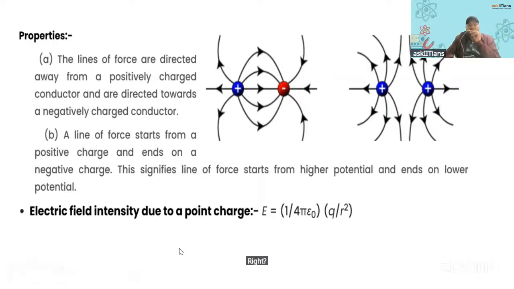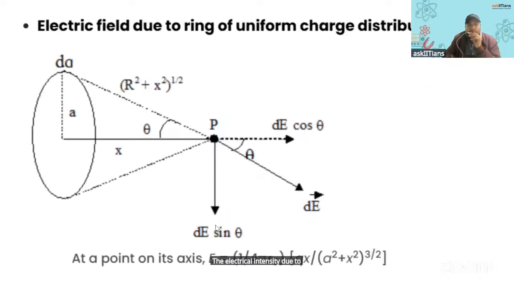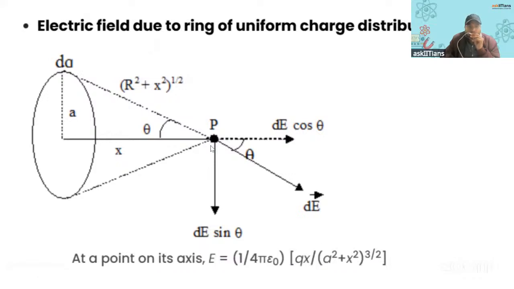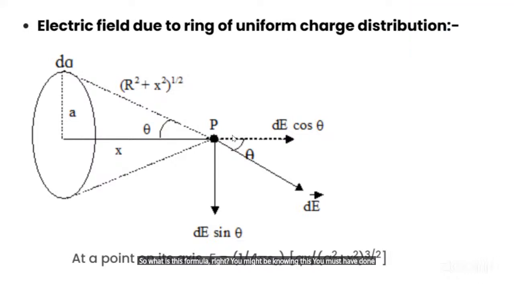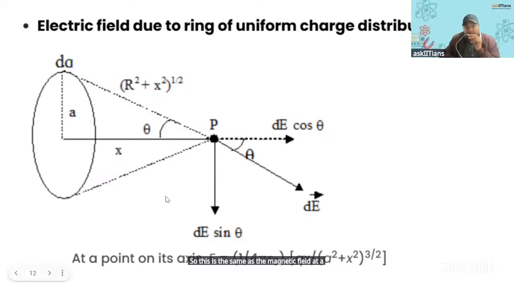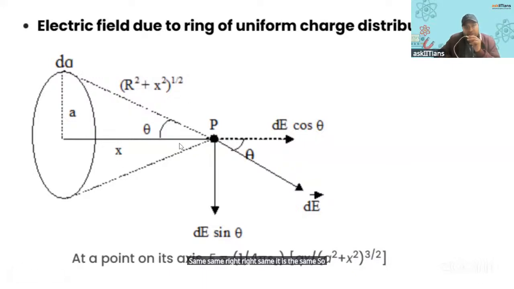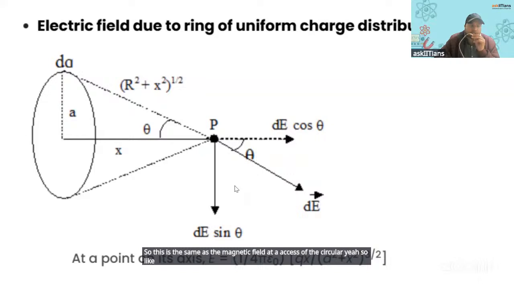The electric field intensity due to a point charge. Then this question sometimes comes, right? Electric field due to a ring of uniform charge. So what is this formula? You might be knowing. You must have done the same in magnetic field at the axis of a circular loop. It will not ask you the derivation of it, but yes, you must be knowing the formula of it, right?